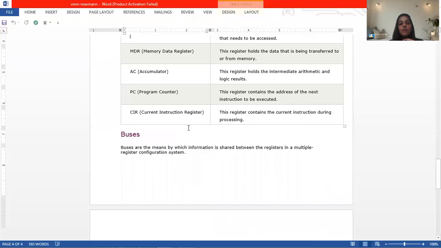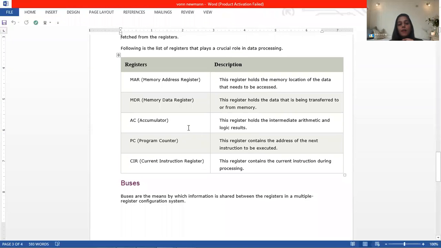So first MAR, MDR, these are memory based registers. MAR is the memory address register. This register holds the memory location of data that needs to be accessed. And second is the memory data register. This register holds the data that is being transferred to or from memory. Then accumulator, this register holds the intermediate arithmetic and logic results. Then PC, program counter, this register contains the address of the next instruction to be executed.